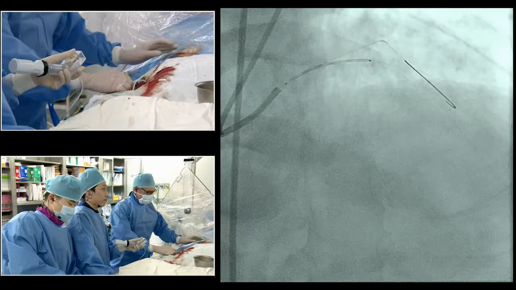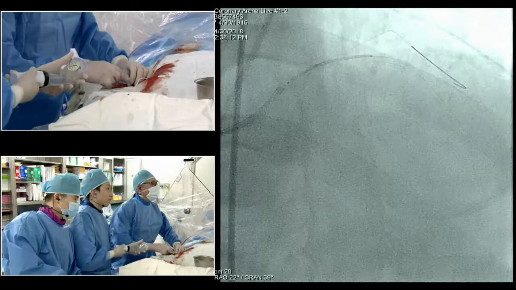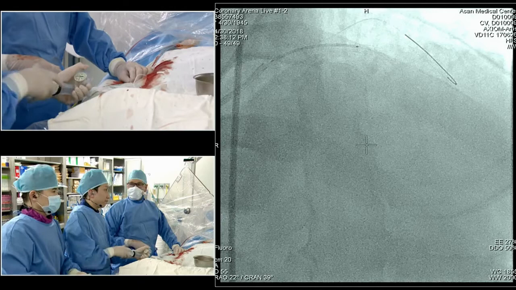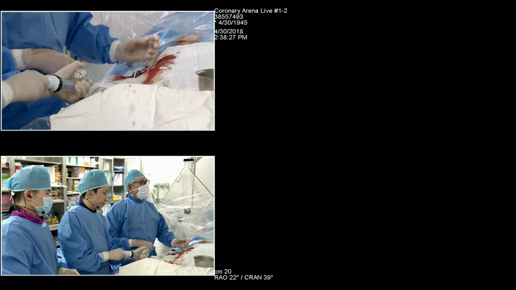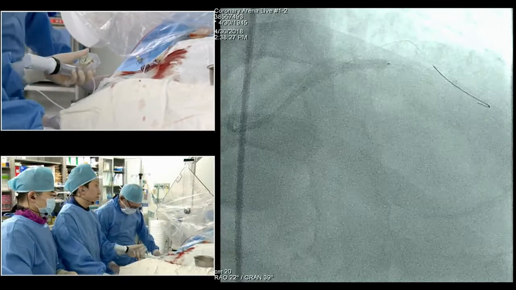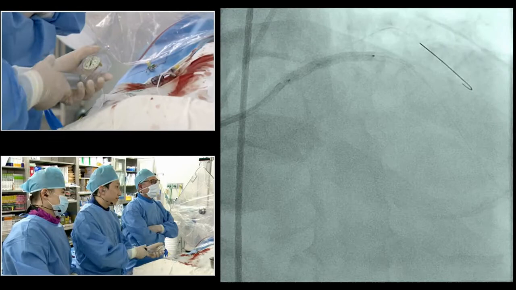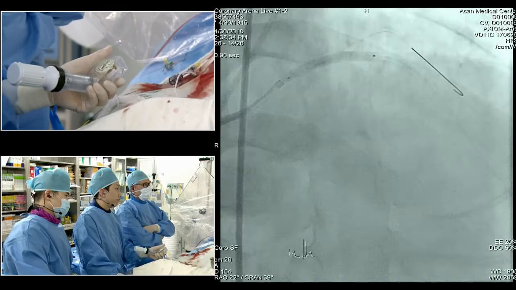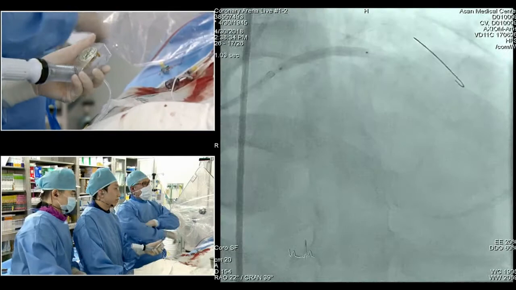Okay, you can deploy. Okay, we can go. Nominal pressure is 12. 12, yeah? Yeah, 12. So we can go to 12 atmospheres, checking that we have really a good opening of the stent. Okay. You can go to 14. 14. And we can prepare a 4.5 semi-compliant balloon, short one, to do the proximal optimization. Yes. Okay, deflation.